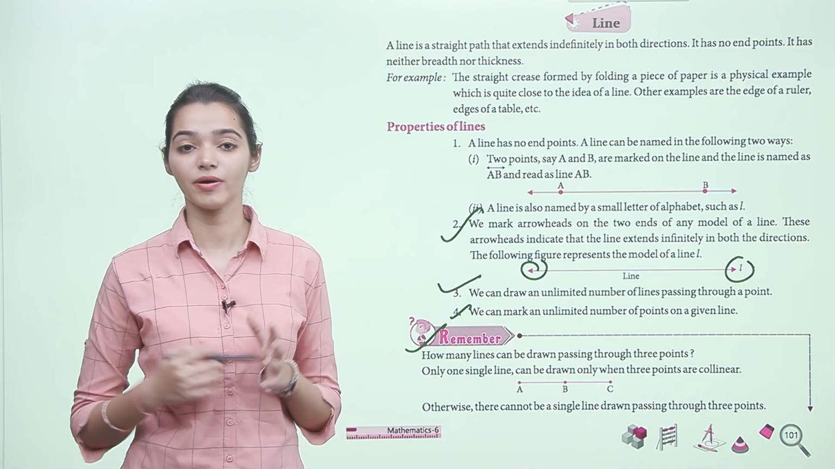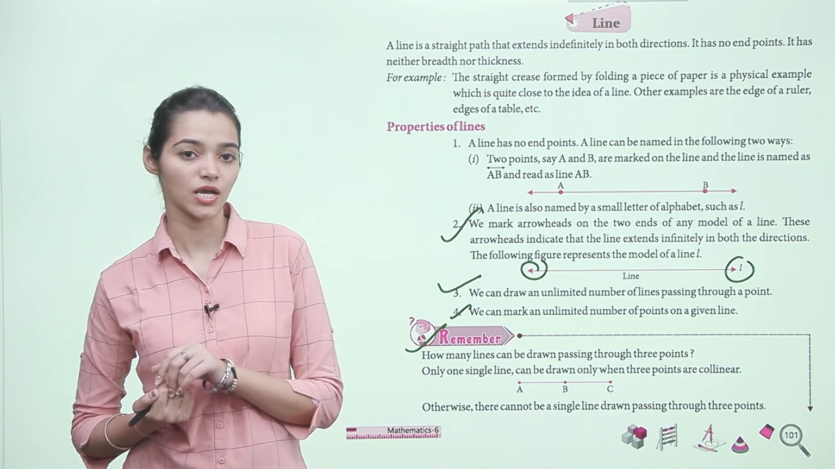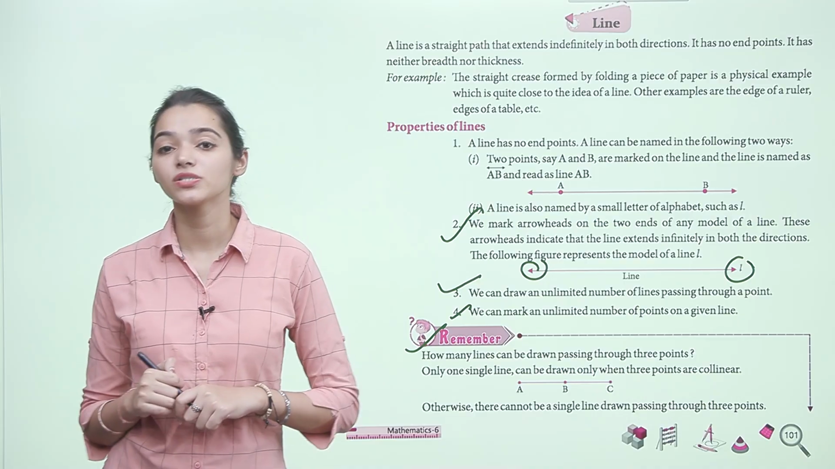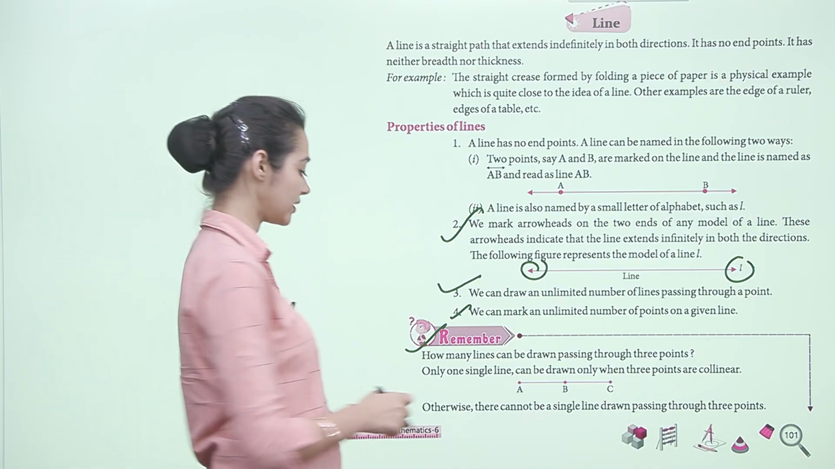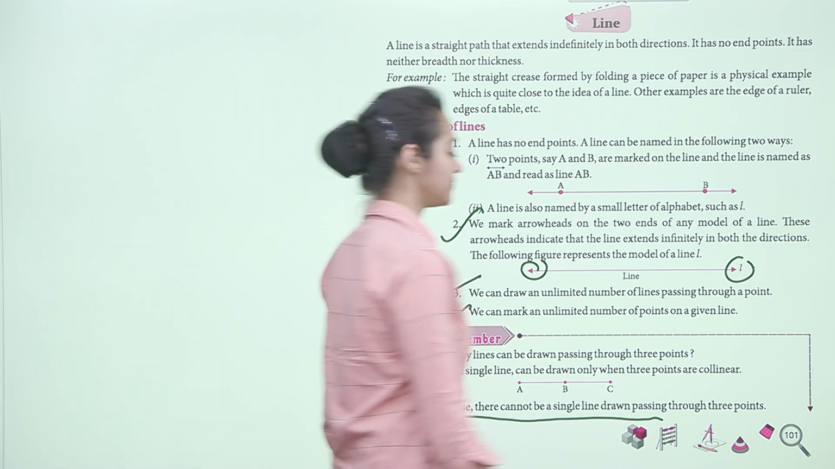Now always remember how many lines can be drawn passing through 3 points, that is only 1. Only one single line can be passed through when the 3 points are collinear, otherwise there cannot be any single line passing through 3 points.